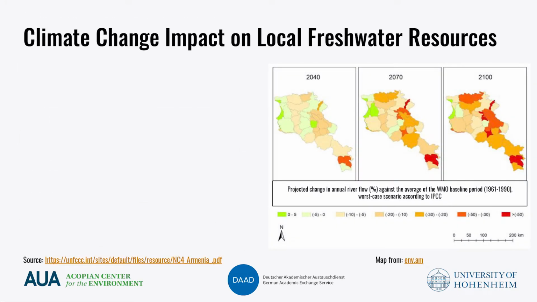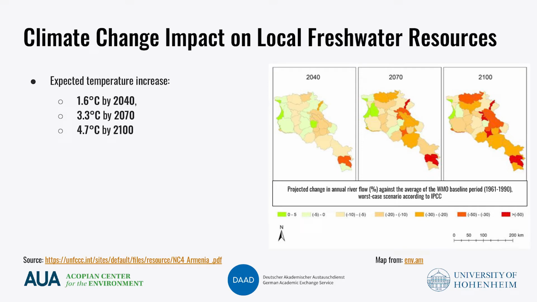Climate change is projected to make water scarcity in the region more pronounced. Meteorological observations in Armenia were first conducted in 1929, and since then, the annual mean temperature has risen by 1.23 degrees Celsius. Mean air temperature is expected to rise by 1.6 degrees Celsius by the year 2040, and by 4.7 degrees Celsius by the year 2100. The calculations are relative to the baseline annual average of 5.5 degrees Celsius for the years 1961 to 1990.